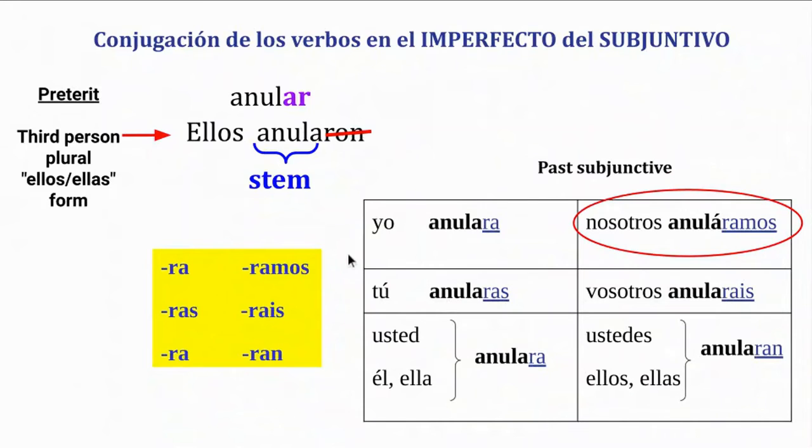Now, I take this stem, anula, yo anula, and then I have ra. It's my new ending. Yo anulara, tú anularas, usted, él, ella anulara. That is my stem. So now I change it with this ending ra. Notice that the nosotros form is the only one with the accent mark. Anuláramos, anularais, anularan. This is for the AR verbs.